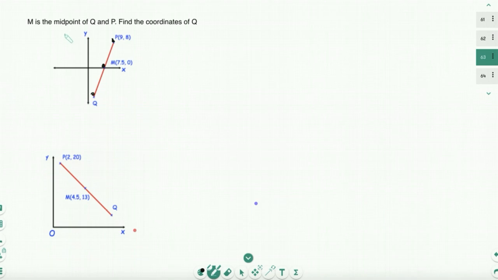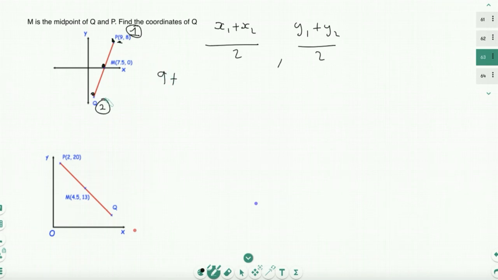So in a question like this, when it's about a midpoint, I'm going to write out my formula first. So x1 plus x2 over 2, and then y1 plus y2 over 2. And I'm just going to fill it out. So let's say this is the first coordinate, and then Q is the second coordinate, which we don't know. So x1, the first x coordinate, is 9, plus x2, the second x coordinate, which we don't know yet. So it's going to be 9 plus x divided by 2.